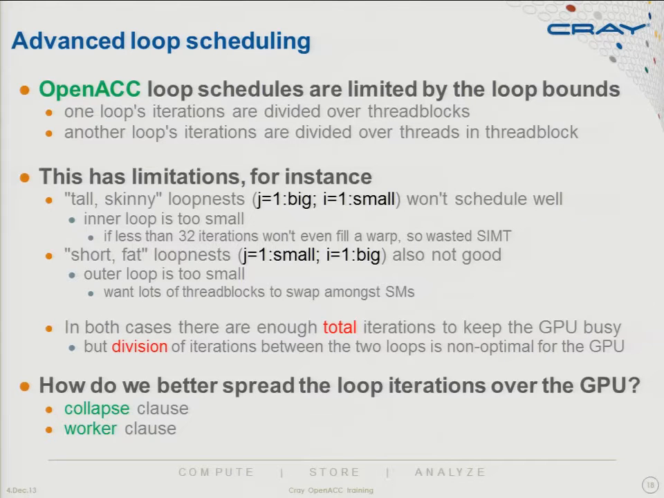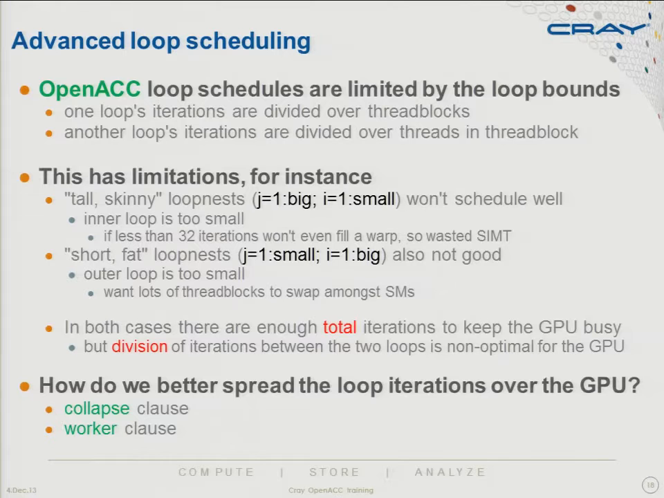If you've got a short, fat loop nest, so the outer loop is quite small, but the inner loop is big, you get good vectorization, but you don't have many thread blocks, and you need lots of thread blocks to hide memory latency. In both cases, small times big is very big. So you've got enough parallel work, it's just not divided very well between the two loops.